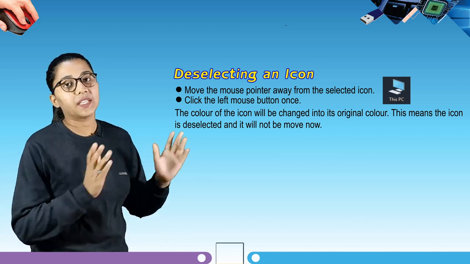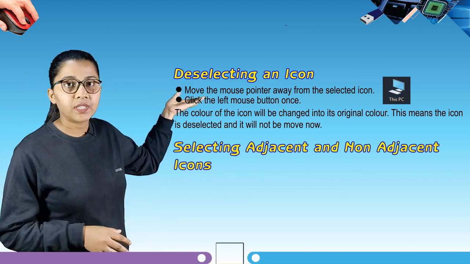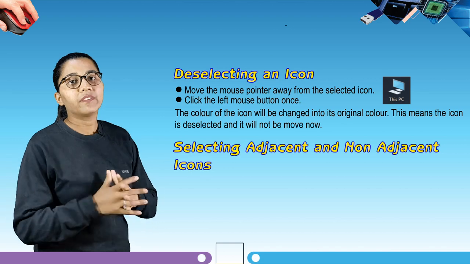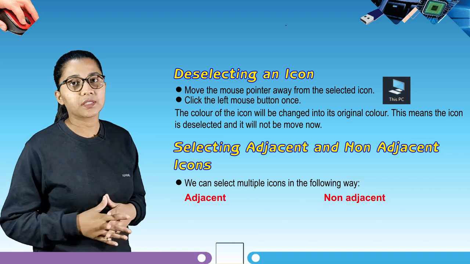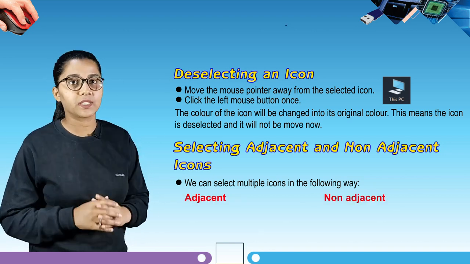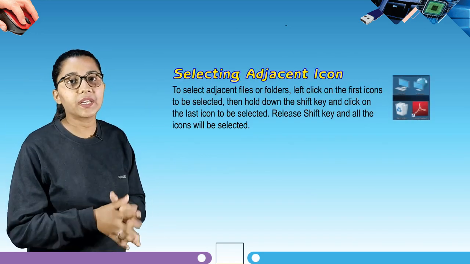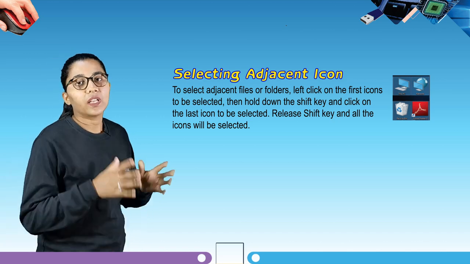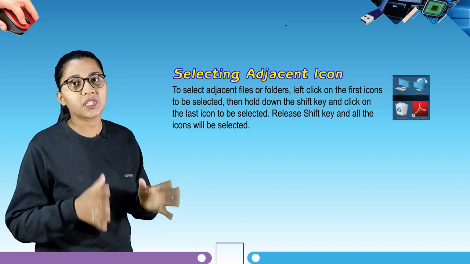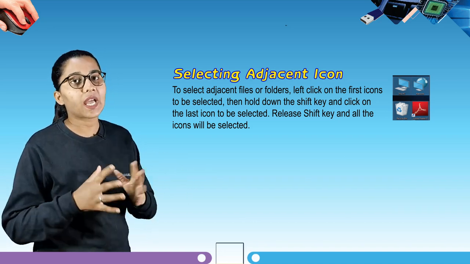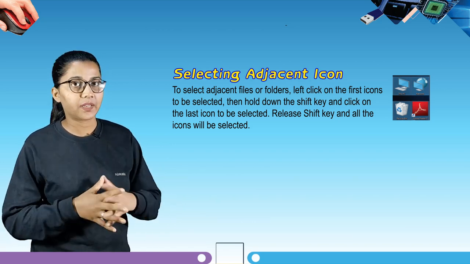Now students, after selecting and deselecting icons, let's learn about selecting adjacent and non-adjacent icons. We can select multiple icons in the following ways. First is adjacent and second is non-adjacent. So let's learn about selecting adjacent icons. To select adjacent files or folders, left click on the first icon to be selected, then hold down the shift key and click on the last icon to be selected. Release the shift key and all the icons will be selected.